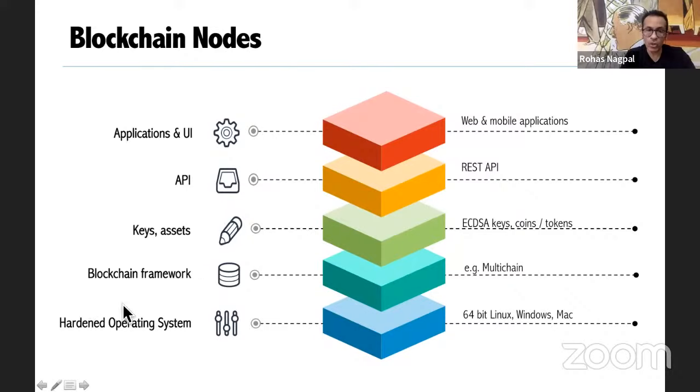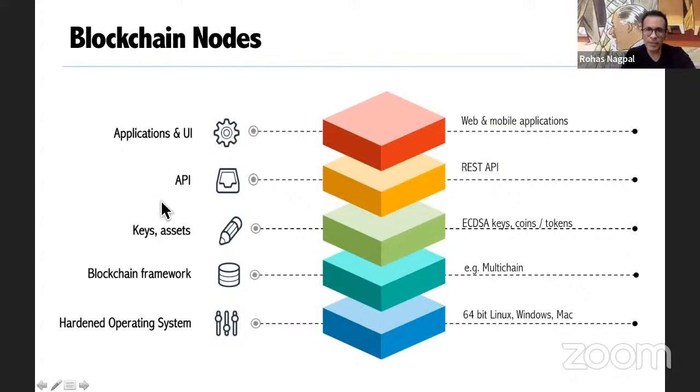Then we install the blockchain framework on that operating system. So example could be multi-chain. Now once that's ready, different users are going to have their keys. Assets or tokens or coins are going to be created on this. So we can say that is the third conceptual layer which comes on top of the framework. Now here you may have heard about ECDSA, elliptical curve digital signature algorithm. There are different algorithms which are used to create these keys, to sign transactions. All that happens at that layer.